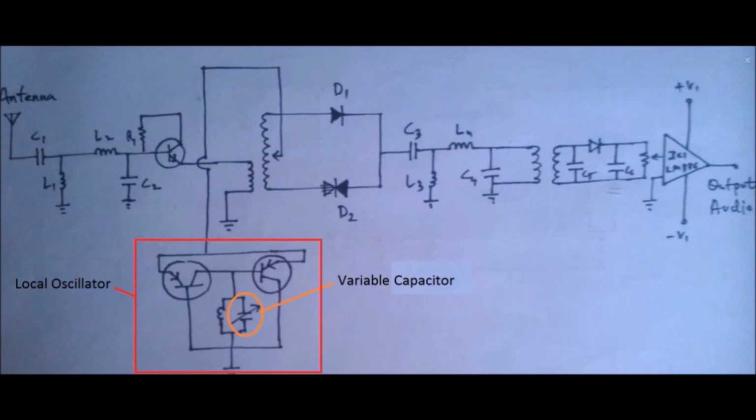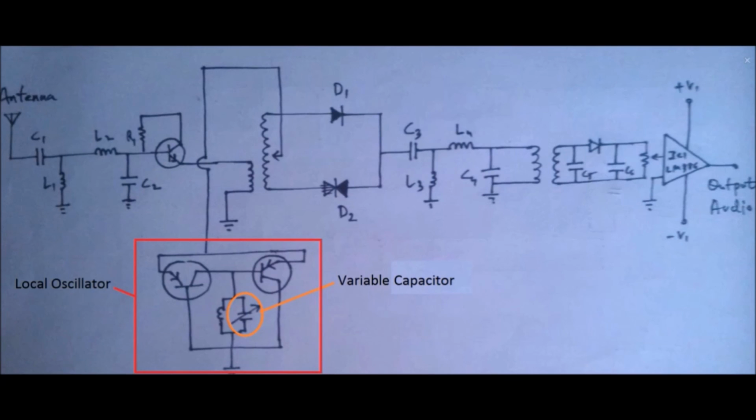Now the question is how to change the channel in an FM radio. So this is the circuit of a local oscillator. It consists of two transistors, an inductor and a capacitor with variable capacitance. The local oscillator generates a wave of particular frequency which depends on the capacitance of the capacitor.